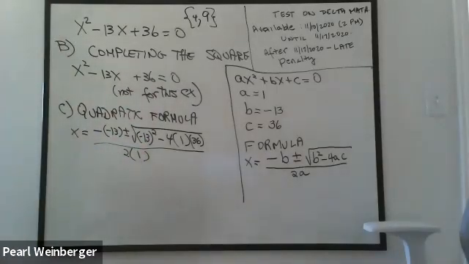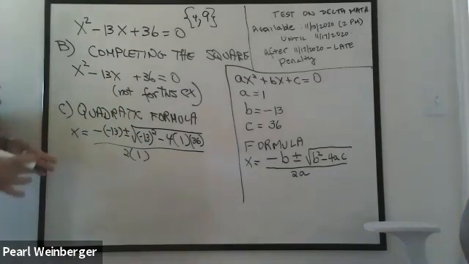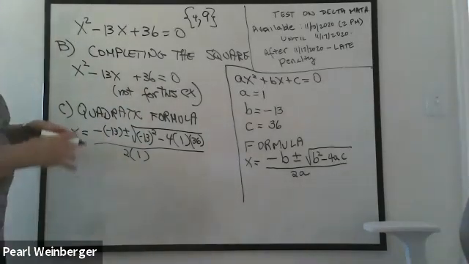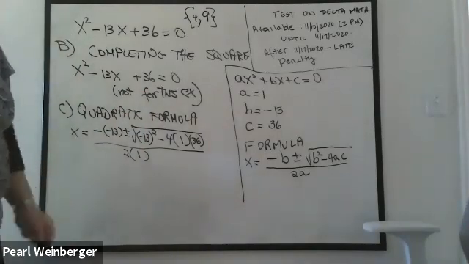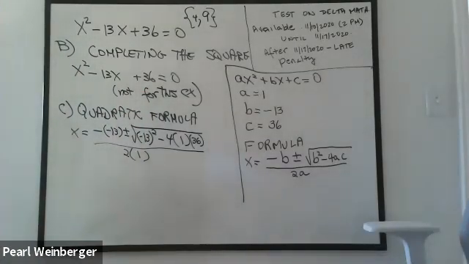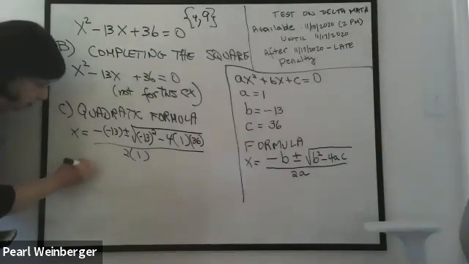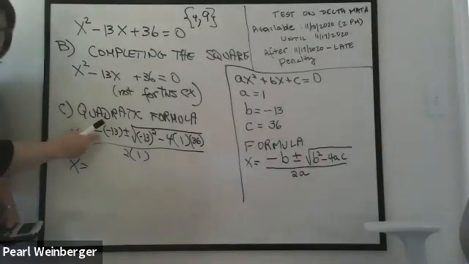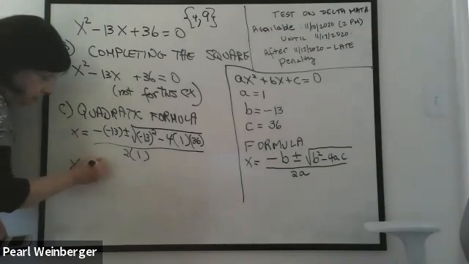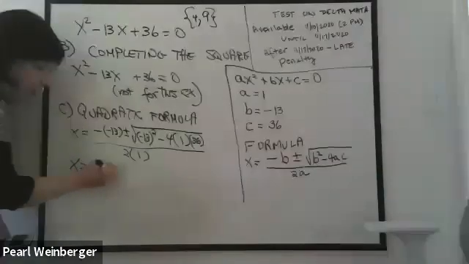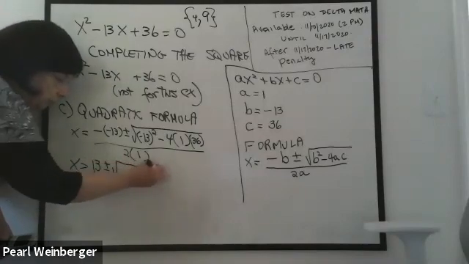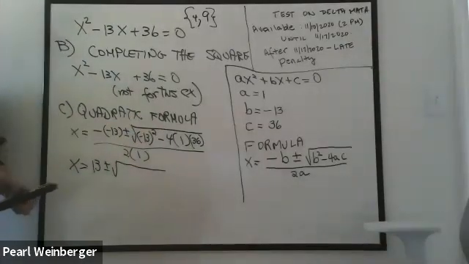And now what I have to do is simplify what I have here. The rest is all arithmetic, and I'm going to use my calculator wherever I possibly can to make things simpler. Okay, so here we go. x equals, well, the first thing I see is negative 13, which is positive 13, plus or minus the square root. Okay, now this is always the hardest part.